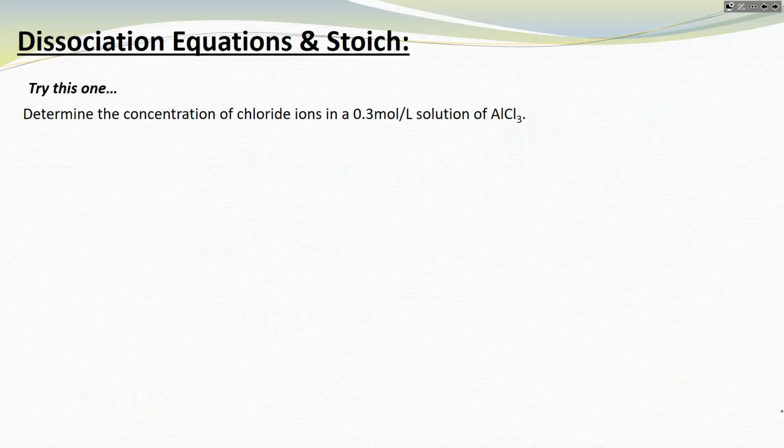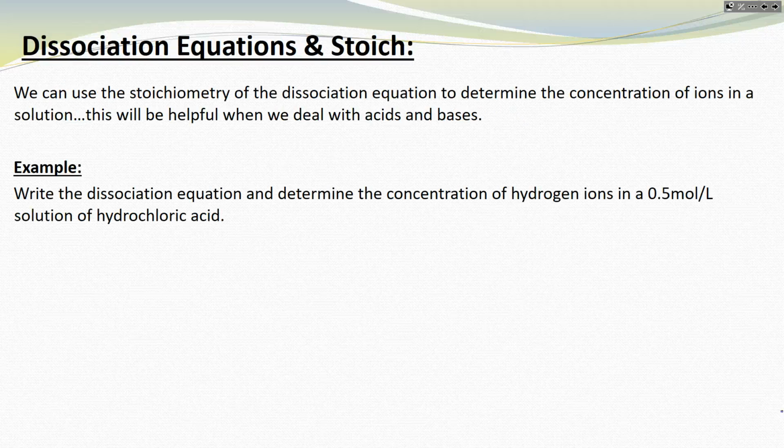So we should be able to write a dissociation reaction, and then from there we can actually figure out how many moles per liter of the ions we're going to be producing, and we're going to do that right now. So it says write the dissociation equation and determine the concentration of hydrogen ions in a 0.5 molar solution of hydrochloric acid. So first things first, we're going to write down what hydrochloric acid is, which is HCl.